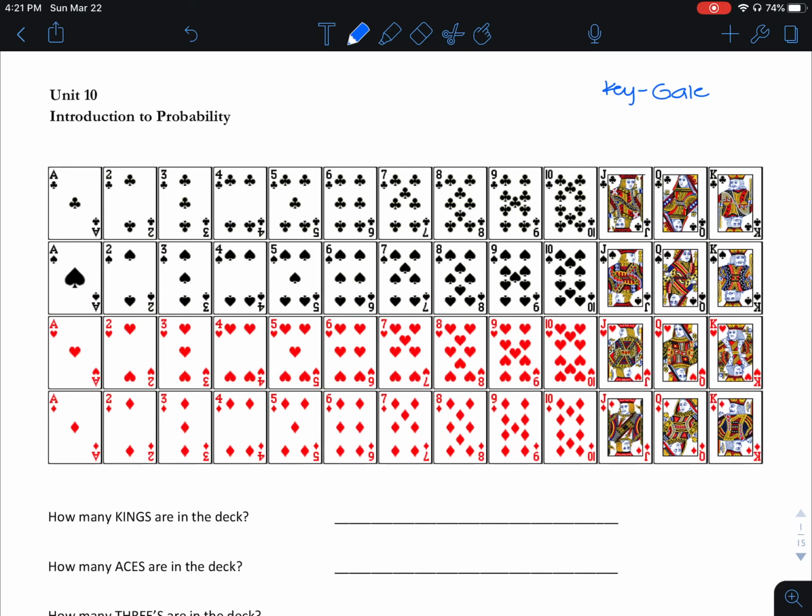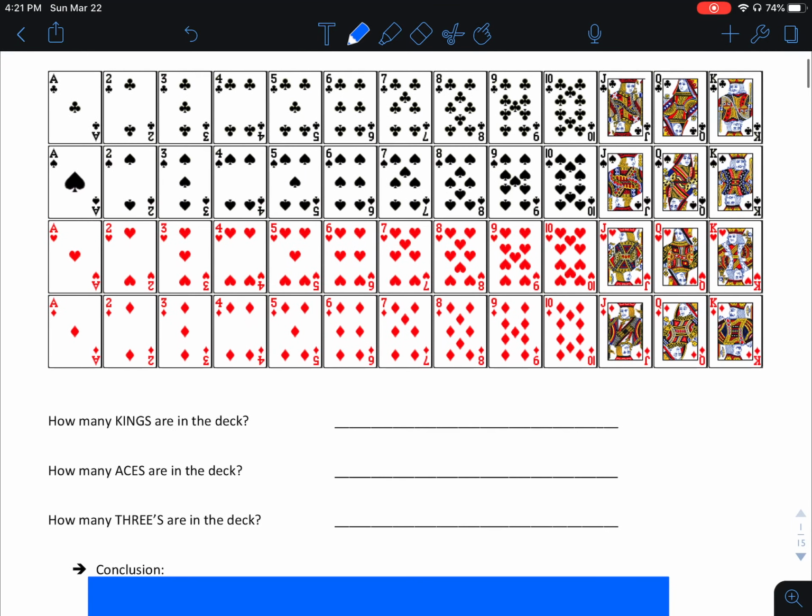So let's talk about just a basic topic. Let's talk about a deck of cards. Right now I have a picture of a deck of cards. A deck of cards has 52 cards. We have 4 different suits. Suits are the little symbols on there: club, spade, hearts, and diamonds. Then we have ace, 2, 3, 4, 5, 6, 7, 8, 9, 10, jack, king, and queen. Let's answer some of the questions that follow this picture.